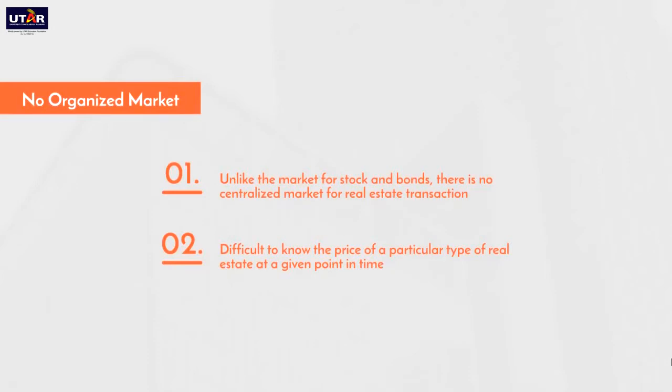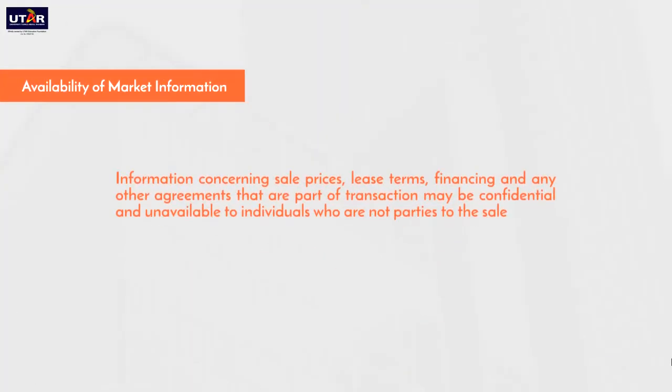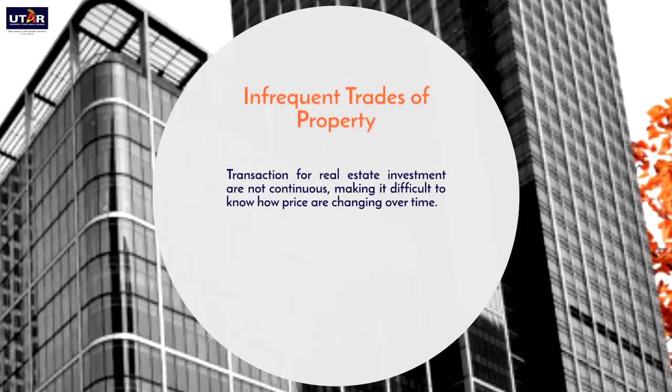The second characteristic is availability of market information. Information concerning sale price, lease terms, financing, and any other agreements that are part of the transaction may be confidential and unavailable to individuals who are not parties to the sale. Next are infrequent trades of property. Transactions for real estate investment are not continuous, making it difficult to know how prices are changing over time, because usually similar properties will not be sold at the same time.